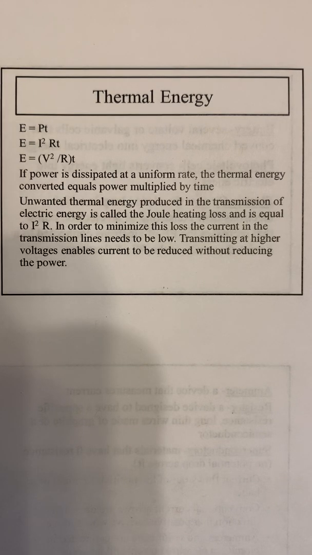Unwanted thermal energy produced in the transmission of electric energy is called Joule heating loss. So anything that we produce that we can't use is called a Joule heating loss, and it's equal to I squared R. In order to minimize this loss, the current in the transmission lines needs to be low. Transmitting at higher voltages enables current to be reduced without reducing the power. So that's how that happens with the power lines.